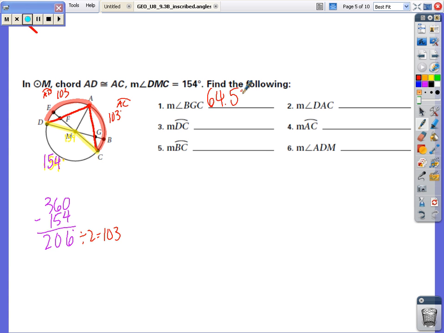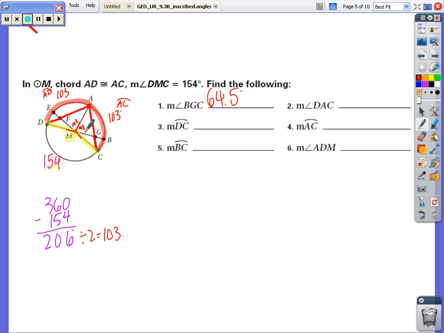But here's what I'm going to do. I'm going to do a couple of other things first. So here's what I know. I know that this arc and this arc are congruent. So I know that this angle from here to here is 103 because it's the central angle to this, and I know that from here to here is also 103.